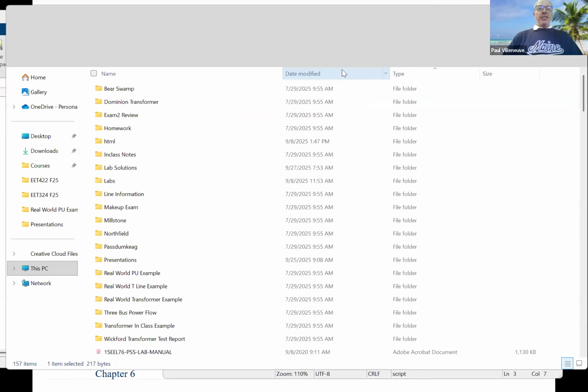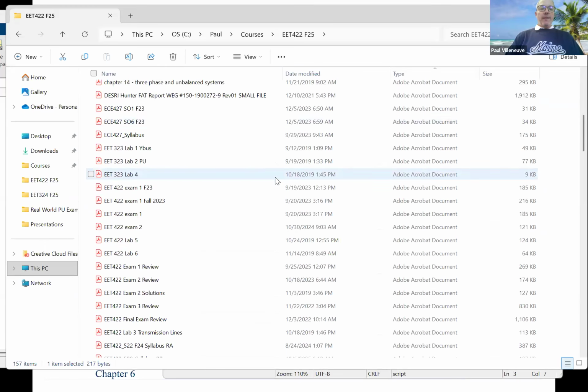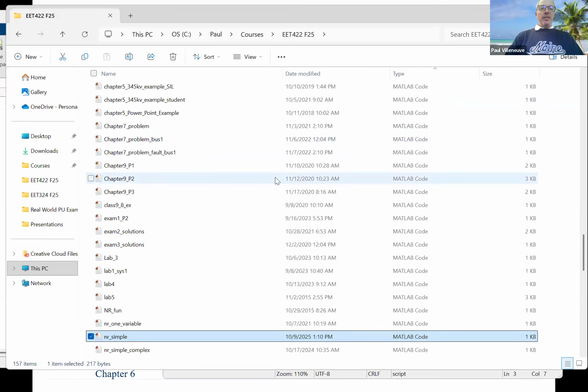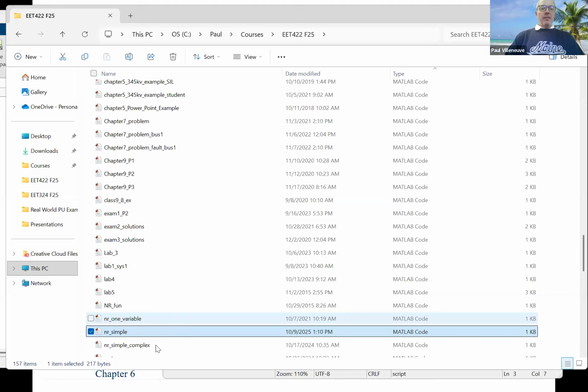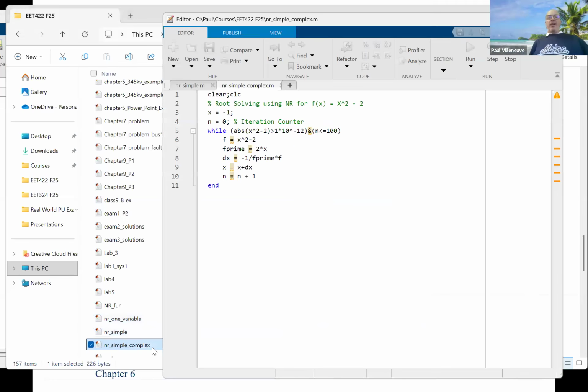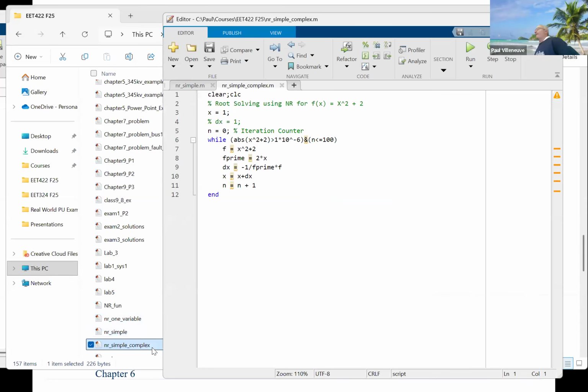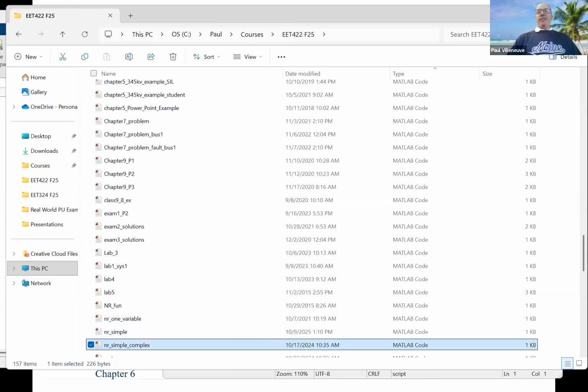Because I actually have another one, which is the same equation, but one tiny little tweak. Do you remember how I said before, x squared plus 2 has no real solution? Let's see if Newton-Raphson can solve it. So let's minimize this.